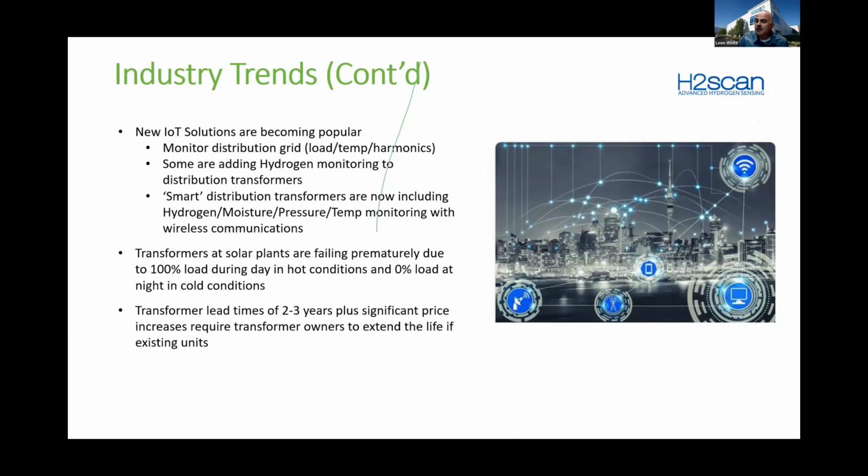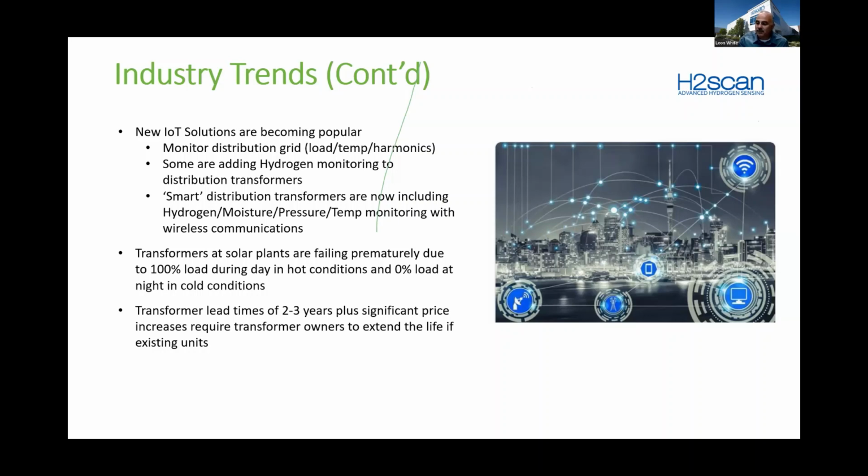Getting the data back is very important, and using that data to identify issues and hopefully make your transformers last longer. Transformers at solar plants are failing within 2 or 3 years because during the day they're at 100% load, and at night they're at 0% load. It's hot during the day and cold at night, and so that's causing a lot of issues with the transformers at solar sites. And of course, transformer lead times right now are 2 to 3 years. You can't get replacement transformers as easily, so you need to do everything possible to ensure that your existing fleet is going to last as long as possible.